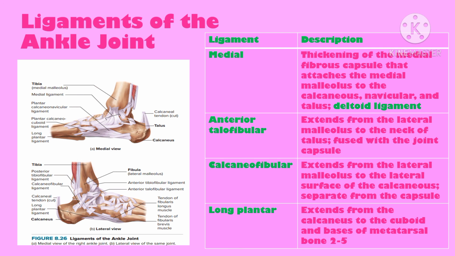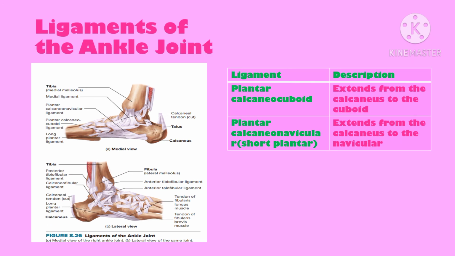Calcaneofibular extends from the lateral malleolus to the lateral surface of the calcaneus. It separates from the capsule. Long plantar extends from the calcaneus to the cuboid and bases of metatarsal bones 2 to 5. The fifth ligament is plantar calcaneocuboid, extending from the calcaneus to the cuboid. And lastly is plantar calcaneonavicular, or short plantar. It extends from the calcaneus to the navicular.